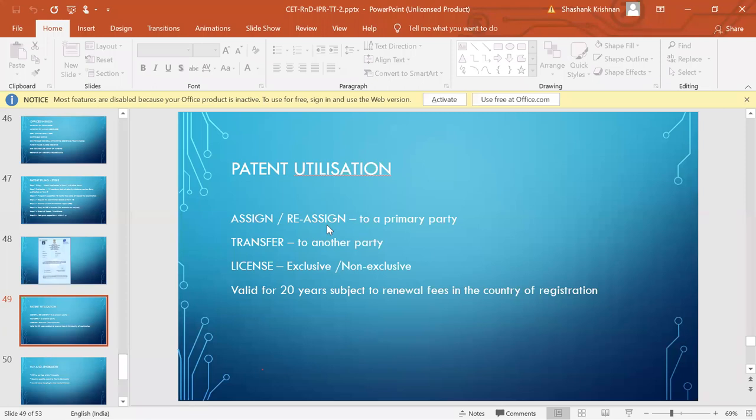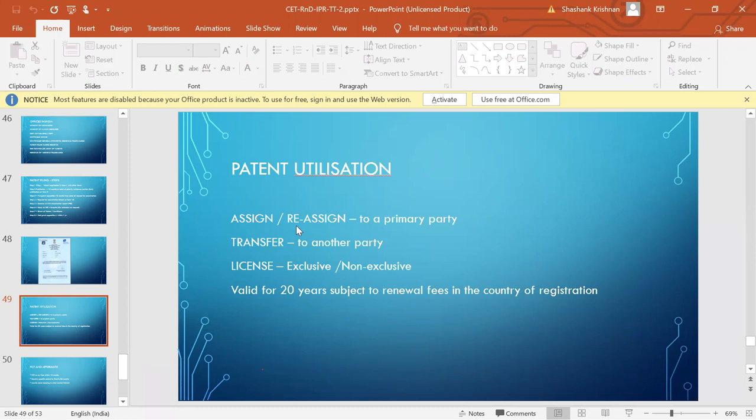For instance, recently, there was news about CET getting a patent. The name of CET itself, that means it is assigned to CET. Now, CET in its wisdom can decide to reassign it to another party. Why they should do it, I'll come to that.